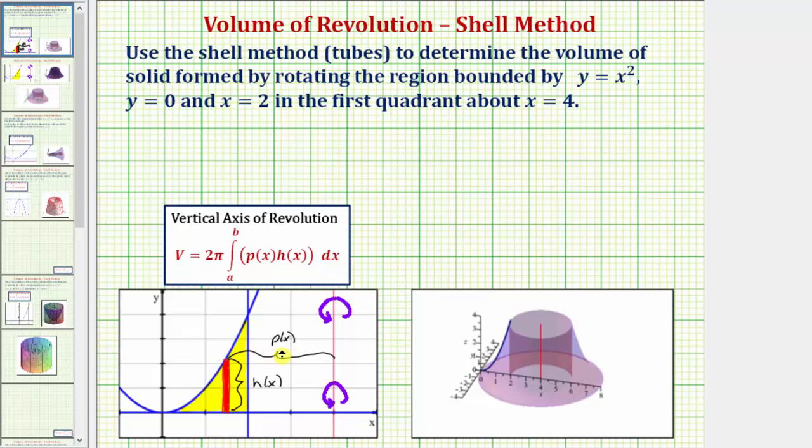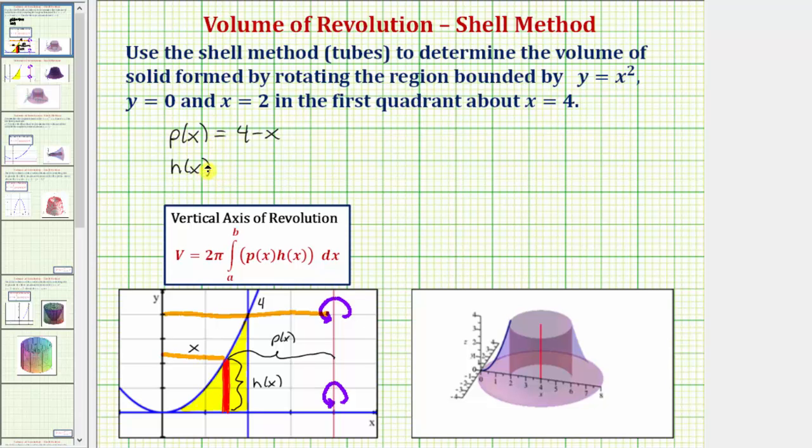This can be a little tricky when the axis of rotation is not the y-axis. Notice how the distance from the y-axis to the axis of rotation, this distance here, is always 4 units, and then the distance from the rectangle back to the y-axis, this distance here, using our rectangle, would always be x units, which means p of x, the distance from the representative rectangle to the axis of rotation, would always be 4 units minus x units, or just 4 minus x. So p of x is equal to 4 minus x, and now let's find h of x.